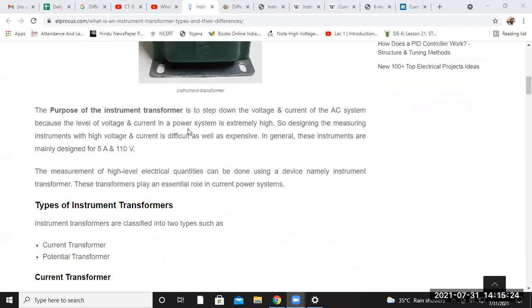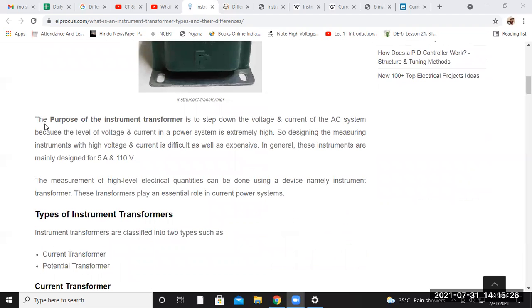Now the main purpose of the instrument transformer is written here. The purpose of the instrument transformer is to step down the voltage and current of the AC system, because the level of voltage and current in a power system is extremely high. As you know, the power system carries 132 kilovolt, 440 kilovolt, or 66 kilovolt.